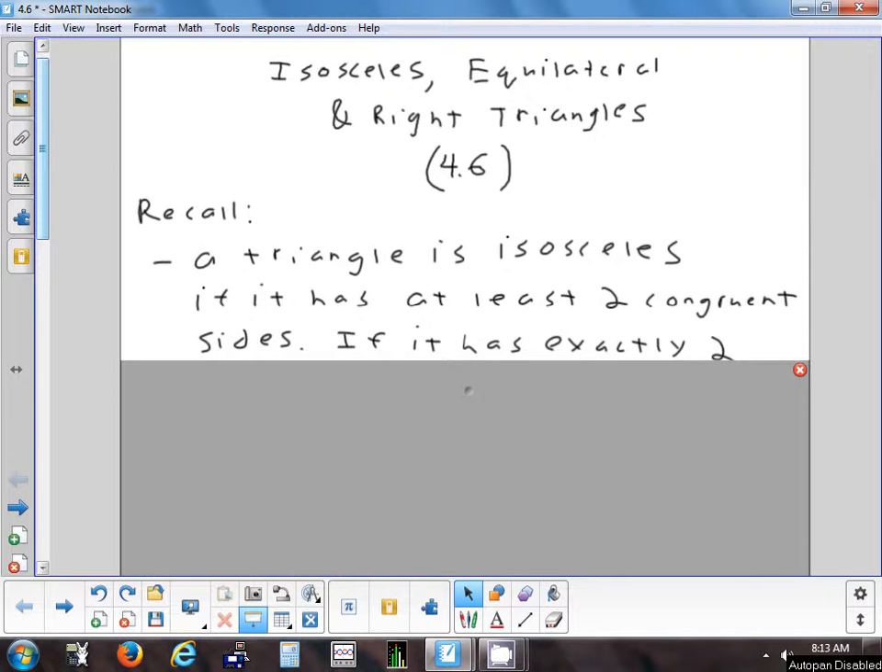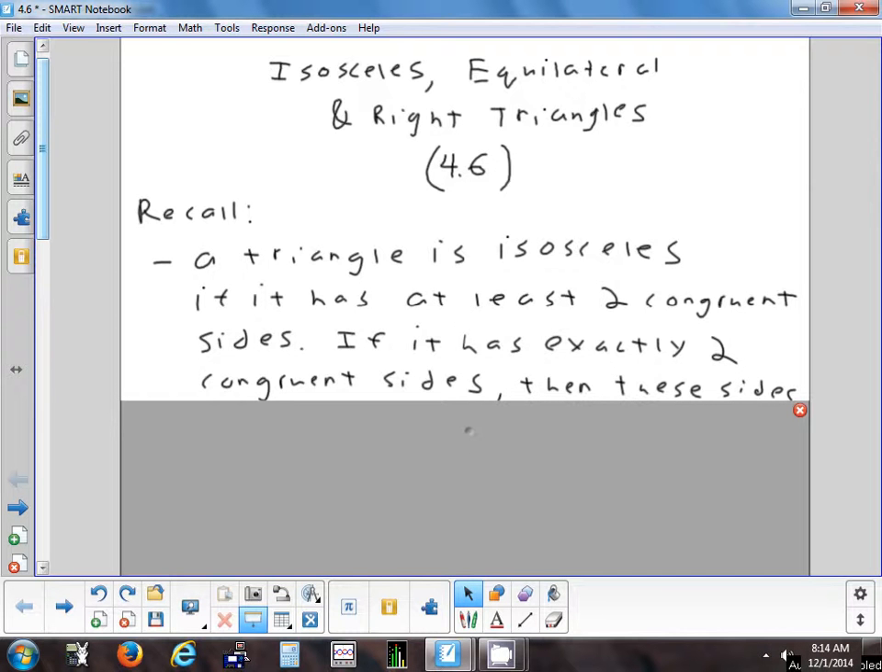It says it's isosceles if it has at least two congruent sides, yeah? Right, based on that, equilateral would be considered isosceles. It does have at least two congruent sides. But if we're talking specifically about an isosceles that has exactly two congruent sides, just two, does anybody remember the names of those sides? The two congruent sides in an isosceles triangle are called something, and then the one on the bottom is something else.